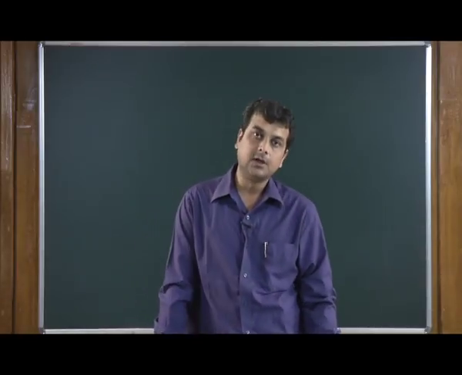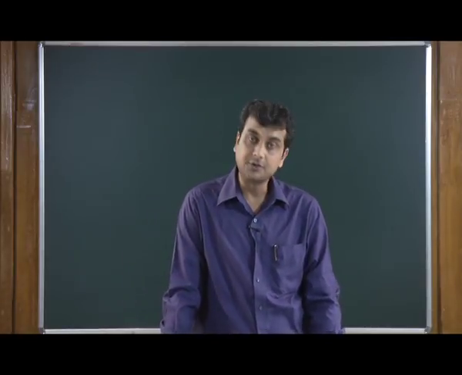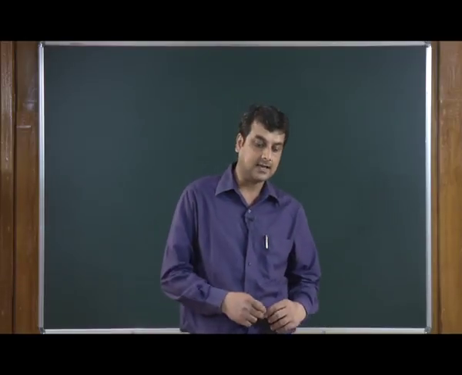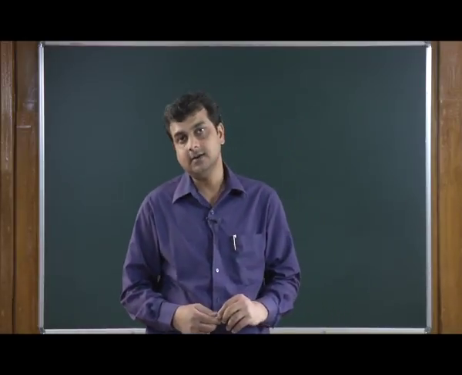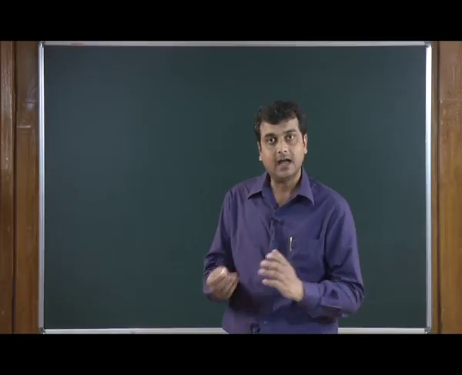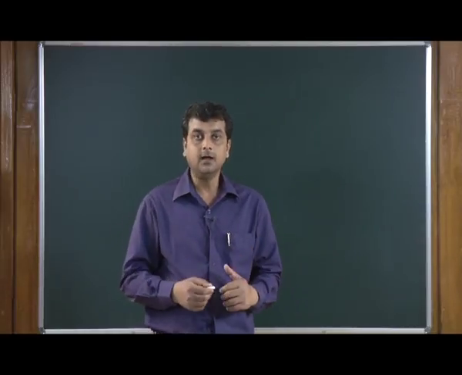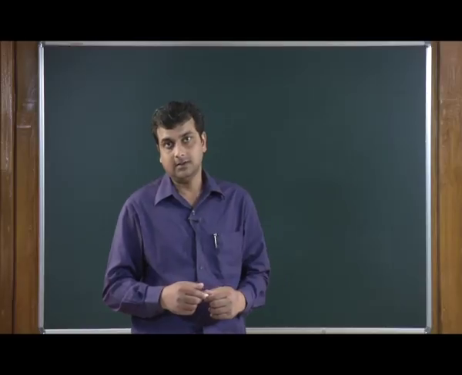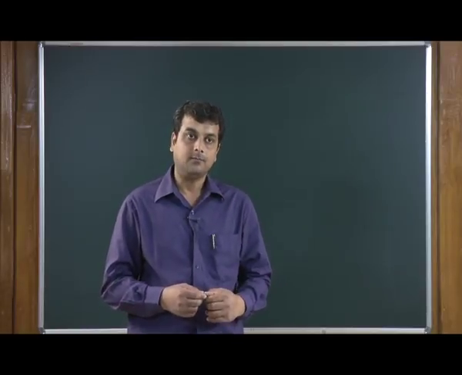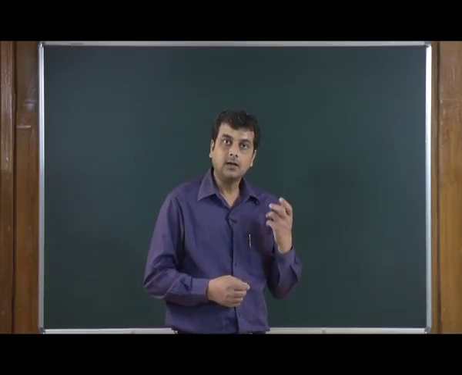We will continue today about gametogenesis. In the last class we discussed spermatogenesis, and today we will discuss the female gamete, that is ova, the formation of ova, and the processes involved in the formation of ova from the starting cell, which is called the oogonial cell.